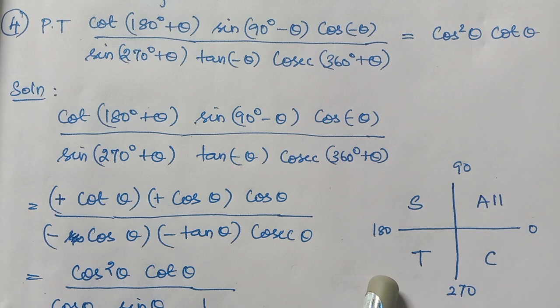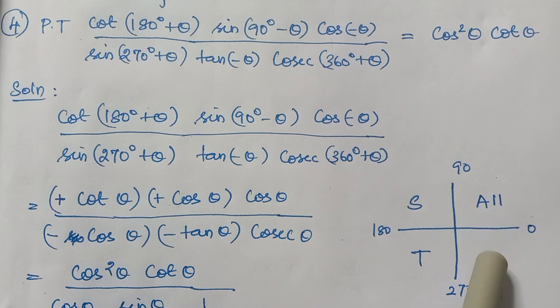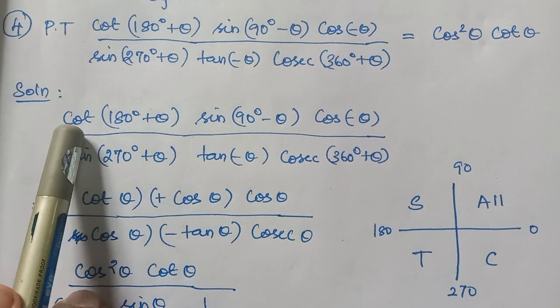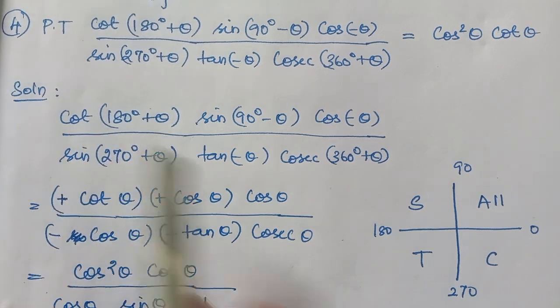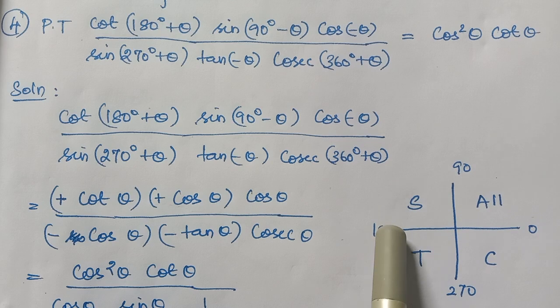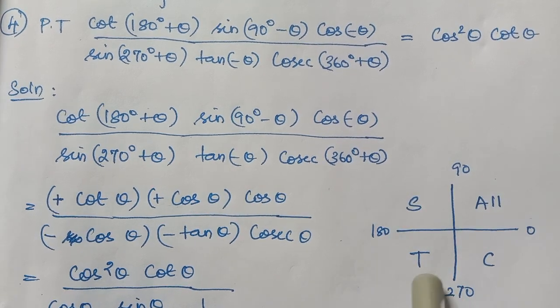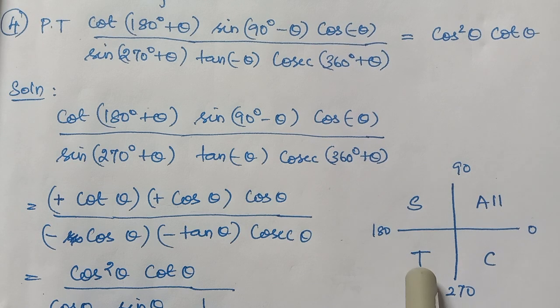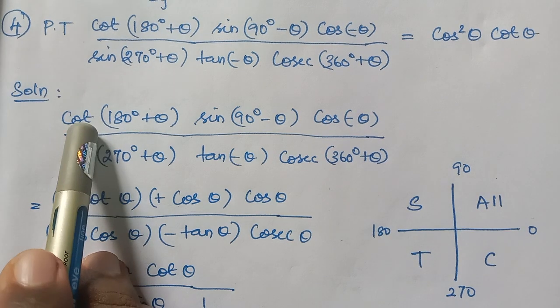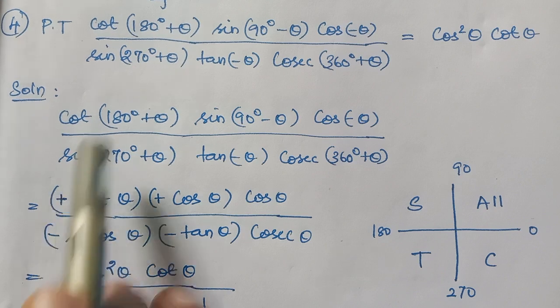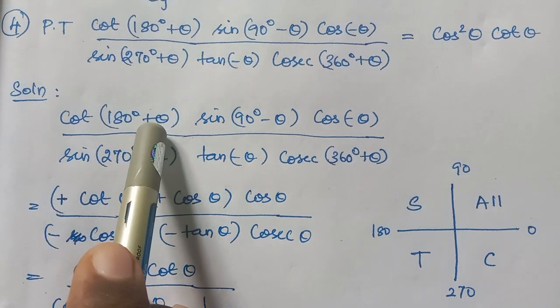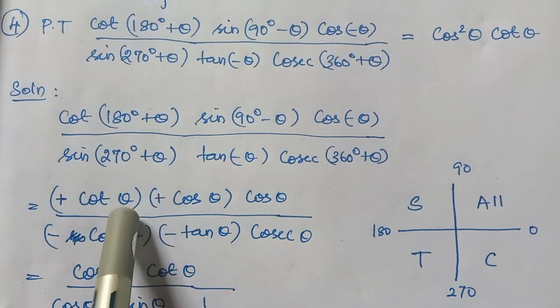I have written the question here, and for reference we have taken this sign table. Now you know that all students take chocolate. First you see cot 180 plus theta. 180 plus theta means it is in the third quadrant. In the third quadrant, tan and its friend cot are positive. Here cot is given, so I put plus. If you write 180 plus theta, there is no change. So simply write cot and the angle.